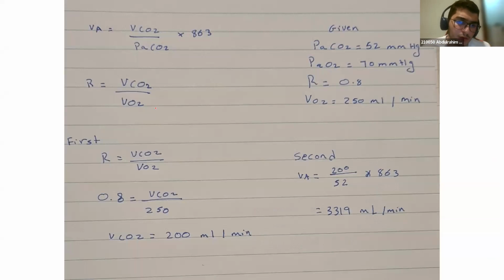So here it is in detail. You have to use both equations. R is the amount of CO2 produced over O2 consumed. The alveolar ventilation is the amount of CO2 that's produced over the CO2 which is removed, times 863. So here first we found the amount of CO2 produced. Then in the second equation, we divided 200 over 52, which is the arterial pressure of carbon dioxide, times 863. So is it clear?